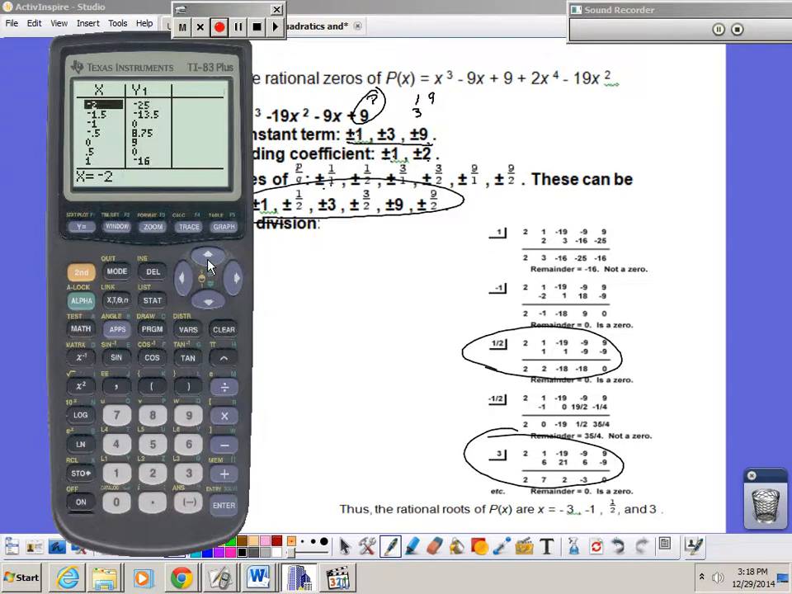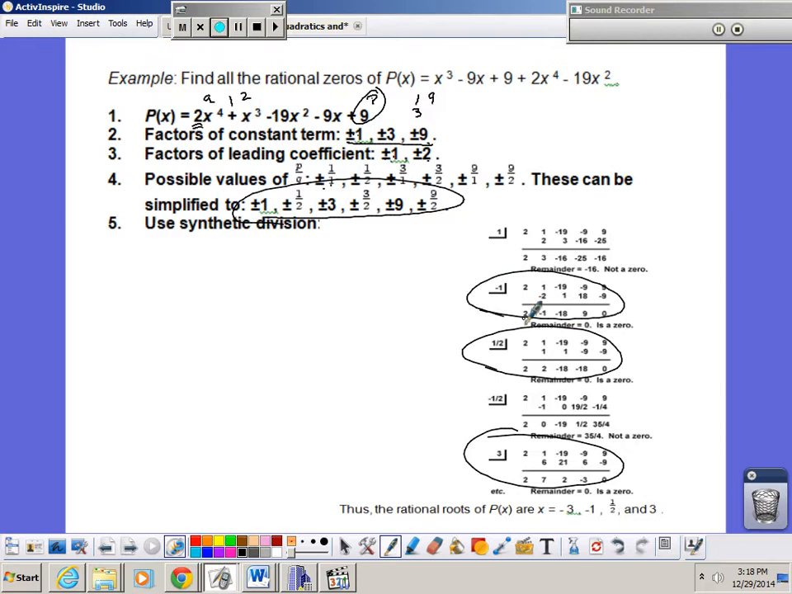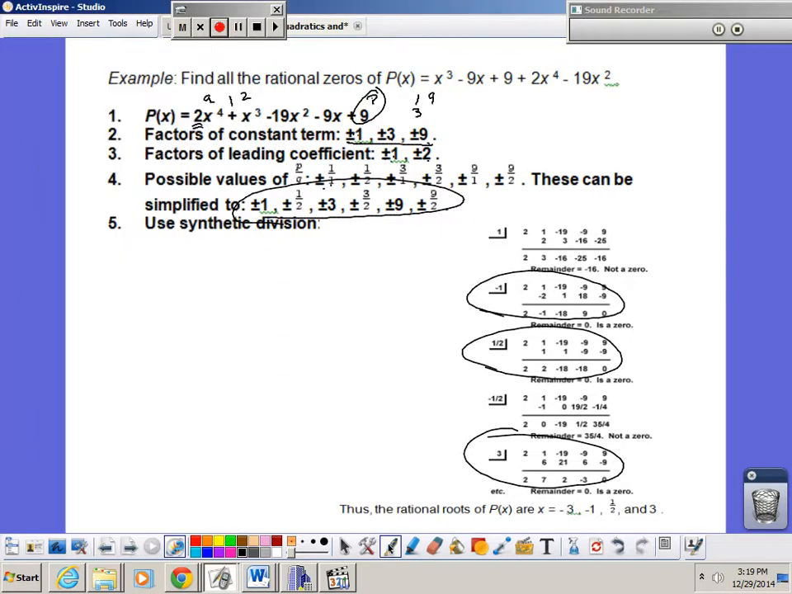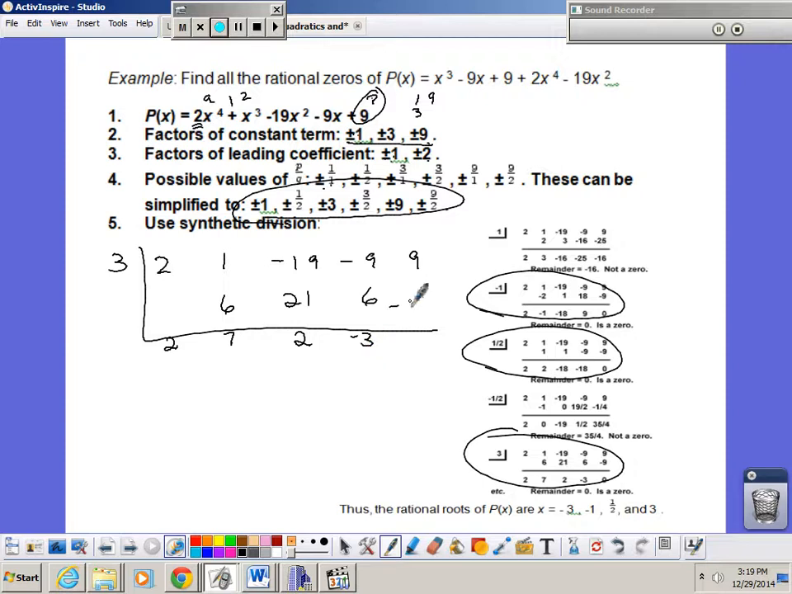I have a 0 at negative 1. Prove it. And I have a 0 at negative 3. Prove it. Or, better yet, you can prove it by doing it this way. 2, 1, negative 19, negative 9, 9. First one we found was 3, what we found on the calculator. So 2, 6, 7, 21, 2, 6, negative 3, negative 9. Proves it. And let's go on to the next one.